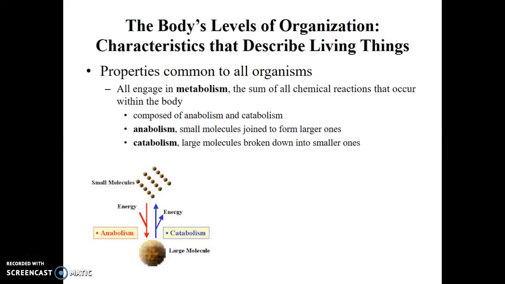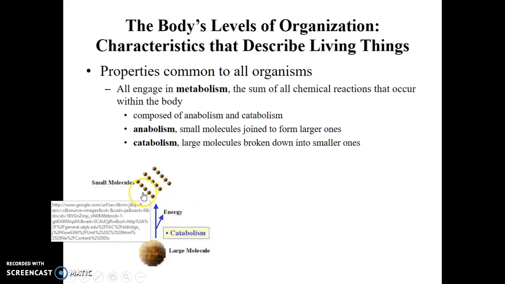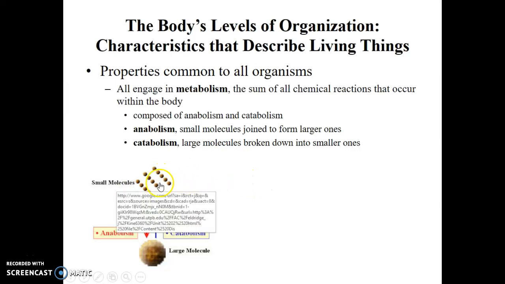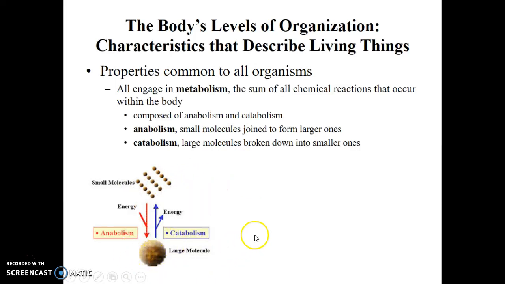So the easiest way to see an anabolic reaction, down here you see tiny little subunits that are building up this large molecule, and that would be an anabolic reaction. Anabolic reactions require energy. Catabolic reactions, you have this large molecule, and we break it down into the smaller pieces. That's a catabolic reaction, and it releases energy. So typically, catabolic reactions are considered to drive anabolic reactions.